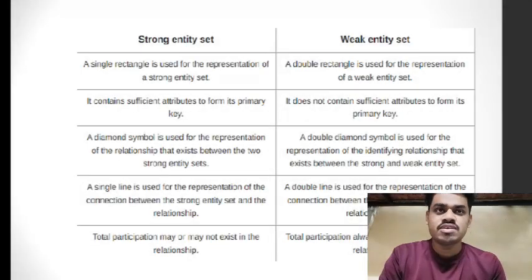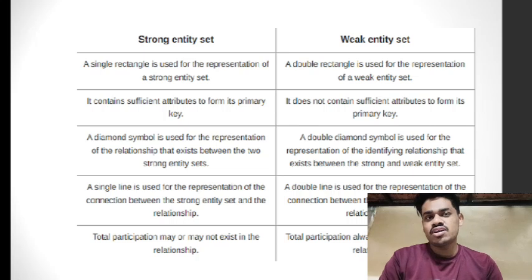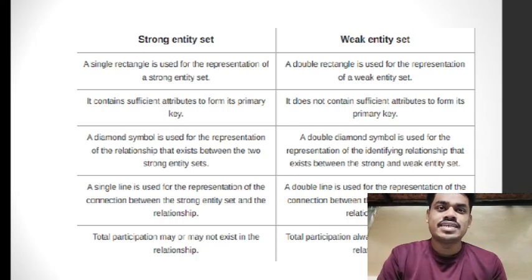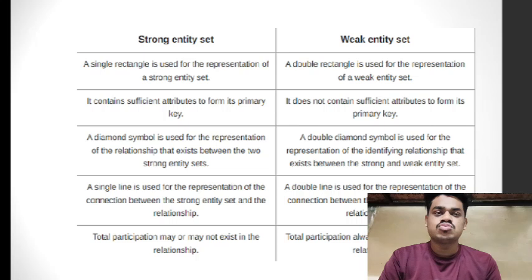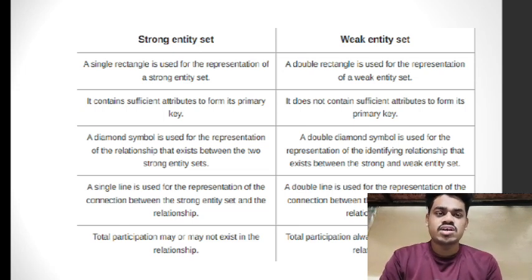Now let's see the difference between strong entity set and weak entity set. The first point: in the strong entity set, a single rectangle is used for the representation of the strong entity set. It contains sufficient attributes to form its primary key. A diamond symbol is used for the representation of the relationship that exists between two strong entity sets. A single line is used for the representation of the connection between the strong entity set and the relationship. Total participation may or may not exist in the relationship.